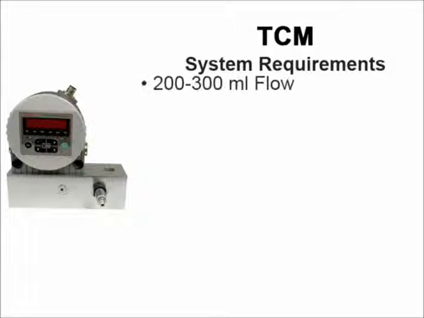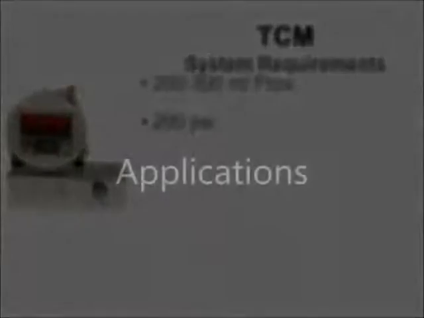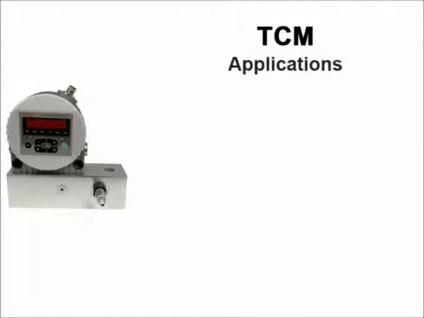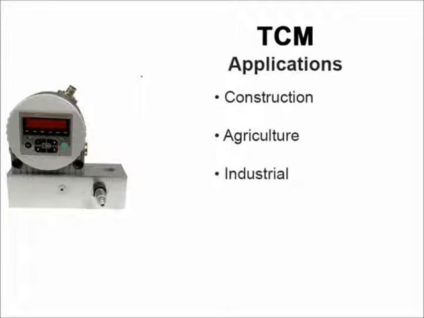Required flow is 200 to 300 milliliters, and it must have a 200 psi differential pressure to properly work. You can install this unit in construction equipment, agricultural machinery, test equipment, industrial hydraulic systems, different power units, even portable filtration units.